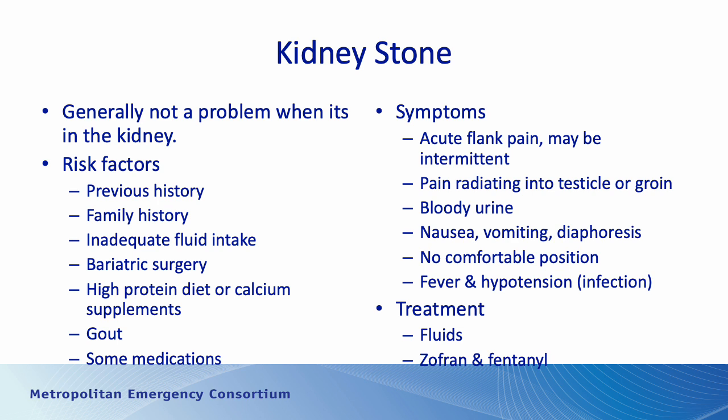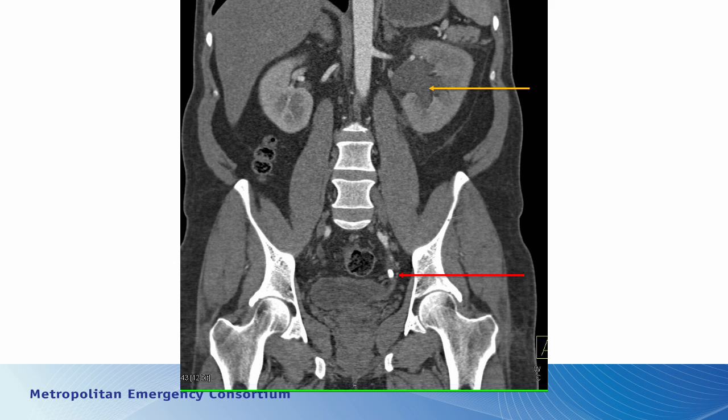These patients are treated with fluids, Zofran and fentanyl. In the hospital, we'll do a CT and we'll see if there's a stone and if there's any evidence of back pressure on the kidney. We'll medicate them for pain. We'll check for any associated infection.